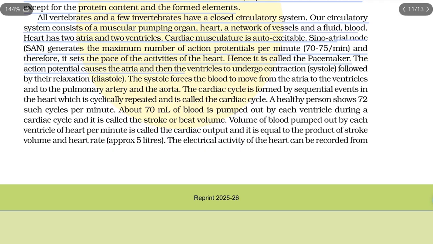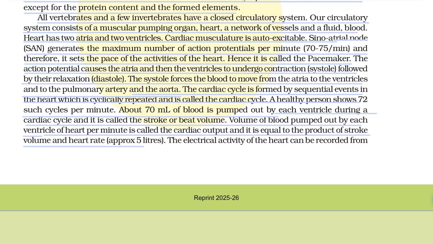The action potential causes the atria and then the ventricles to undergo contraction followed by their relaxation. The systole forces the blood to move from the atria to the ventricles and to the pulmonary artery and the aorta. The sequential events in the heart, which are cyclically repeated, are called the cardiac cycle. In a healthy person, there are 72 such cycles per minute, and about 70 ml of blood is pumped out by each ventricle during a cardiac cycle, called the stroke or beat volume. The volume of blood pumped out by each ventricle of the heart per minute is called the cardiac output, and it is equal to the product of stroke volume and heart rate.